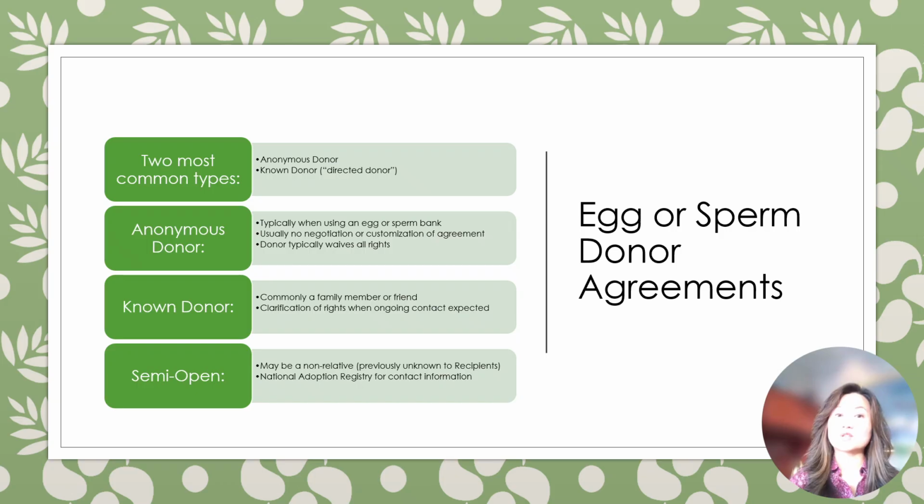Let's start with the most straightforward ones, egg donor agreements and sperm donor agreements, which are fairly similar. If the recipients are using an egg or sperm bank, they will usually have a standard agreement from an anonymous donor who generally waives all rights. There usually isn't a lot of negotiation, but it is helpful to have an attorney review this. When the recipients are having a friend or family member donate, attorneys are more commonly involved and there is more customization available. Some agreements are a blend of the two. The donor is someone unknown previously, but one or both parties wants more customization in their agreement.